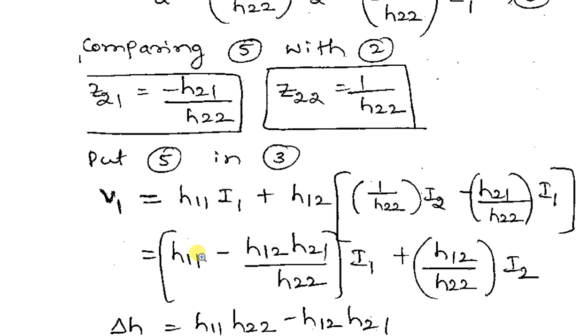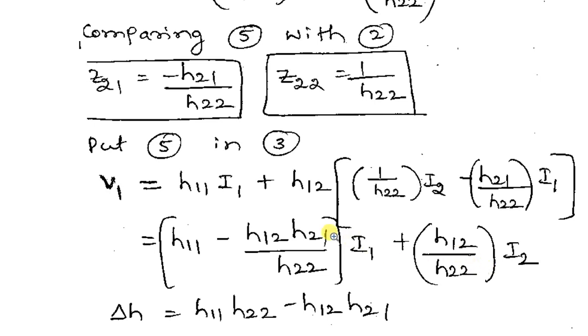Okay, H11 I1. So you have to simplify this. H11 minus H12 multiplied with this: plus into minus is minus, so minus H12 H21 divided by H22 is the coefficient of I1. Take a common and we'll get this term. And for I2, H12 by H22 I2.